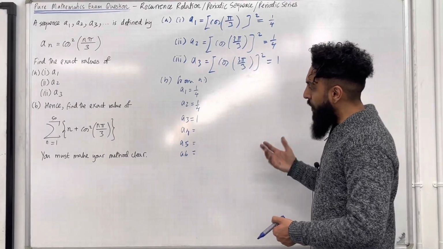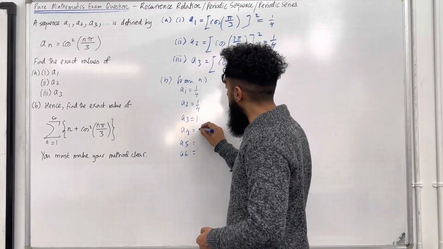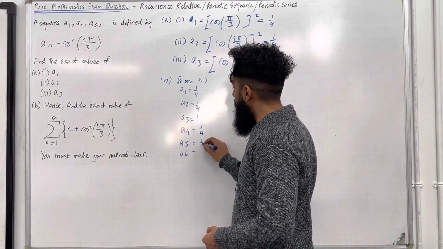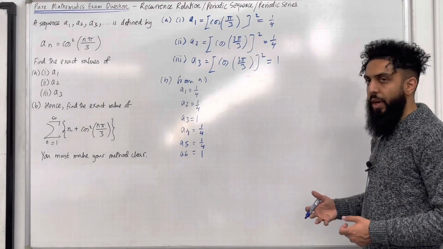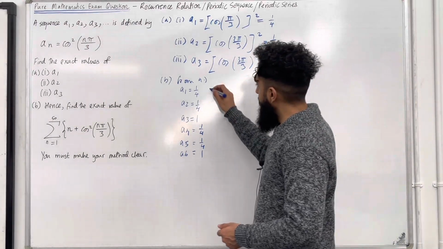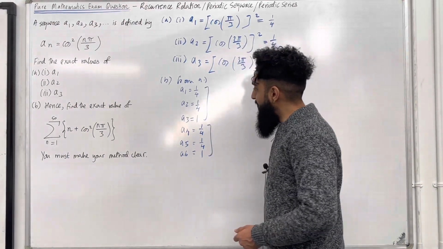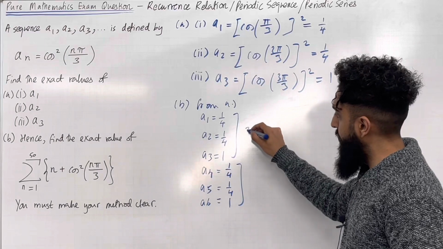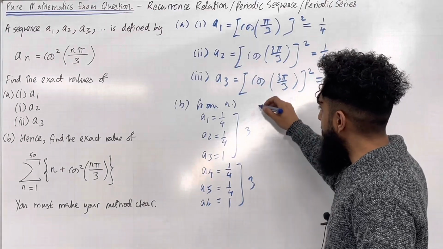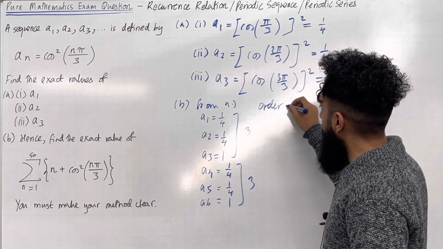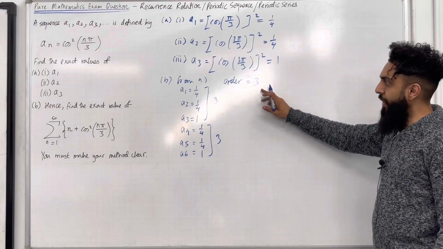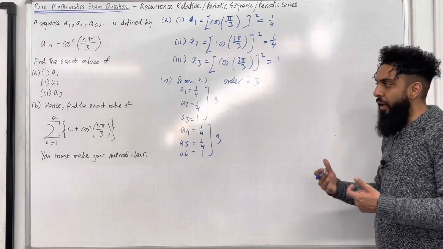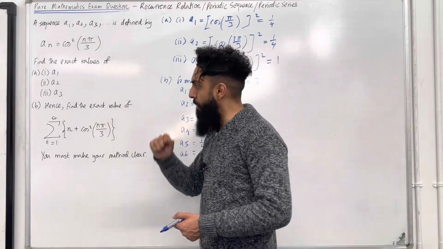If I use my calculator, I get a4 is equal to a quarter, a5 is equal to a quarter, and a6 is equal to 1. So precisely we have a periodic sequence. We have repetitions in cycles of 3. This implies that the order of the periodic sequence will equal 3. That order 3 is very important in helping us calculate the exact value of the summation.